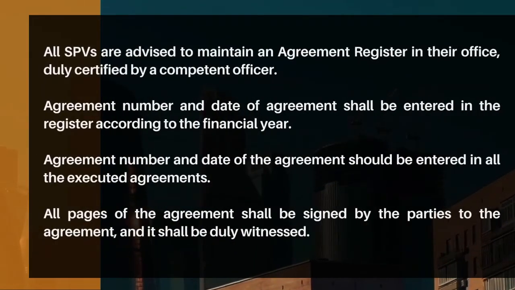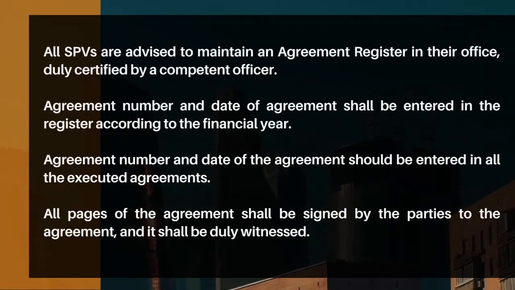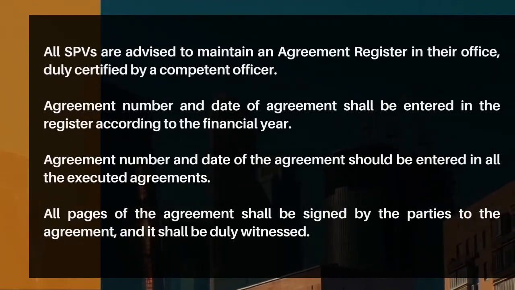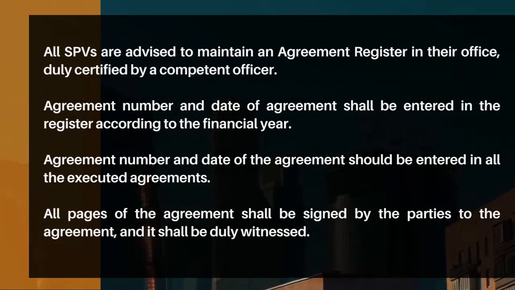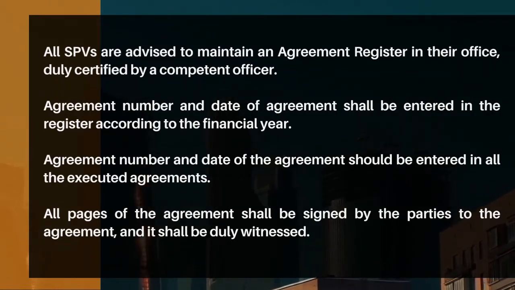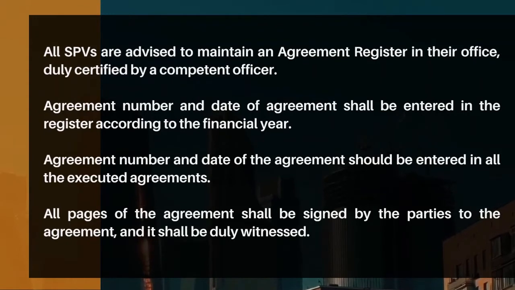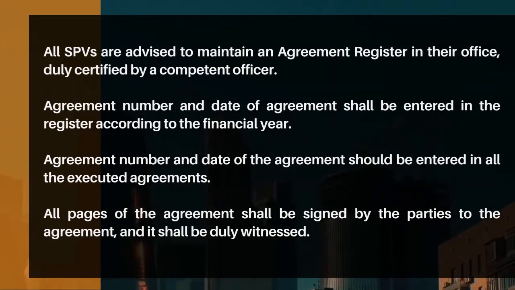All SPVs are advised to maintain an agreement register in their office, duly certified by a competent officer. Agreement number and date of agreement shall be entered in the register according to the financial year. Agreement number and date of the agreement should be entered in all the executed agreements. All pages of the agreement shall be signed by the parties to the agreement and it shall be duly witnessed.